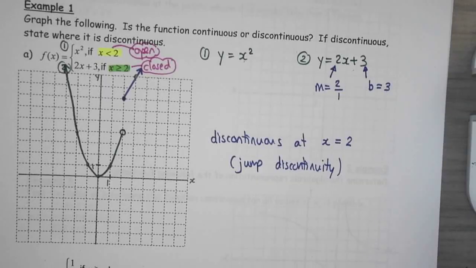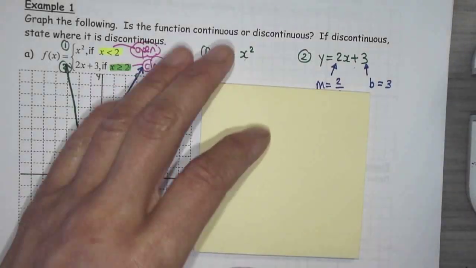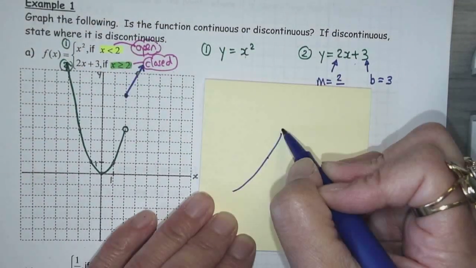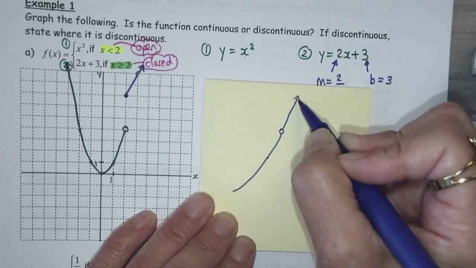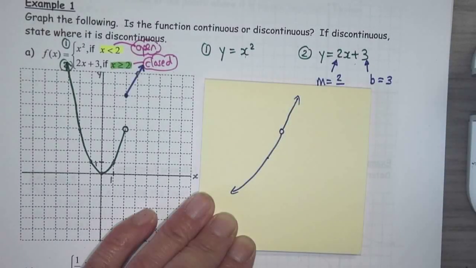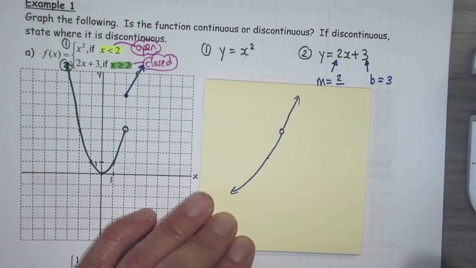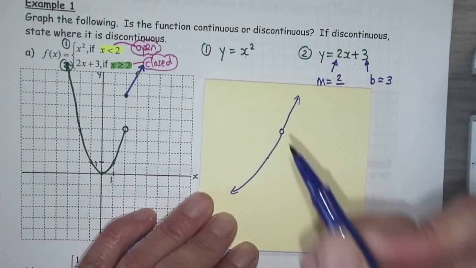Punched a hole through it would be, so they connect, but there's a point missing. Punched a hole. So it's a point discontinuity. It's like you removed the point. So that's why they call it removable or point discontinuity. You're like, oh yeah, that makes sense. It's like you removed a little bit.